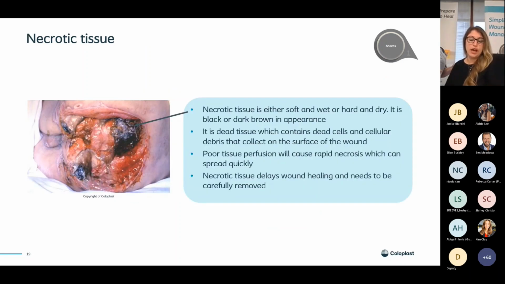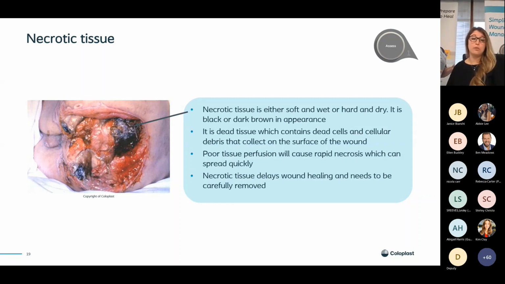So necrotic tissue, I'm sure a lot of you have already seen necrotic tissue, but this tissue can either be very soft and wet, almost boggy, but it can also be very hard and dry. If you think about your patients with diabetes that may have a diabetic foot ulcer, often these can be covered with that very hard and dry eschar. It can be very black, or it can be quite dark brown in appearance. And what it is, is dead tissue. It contains dead cells and any debris that the wound is collecting on the surface of that wound.